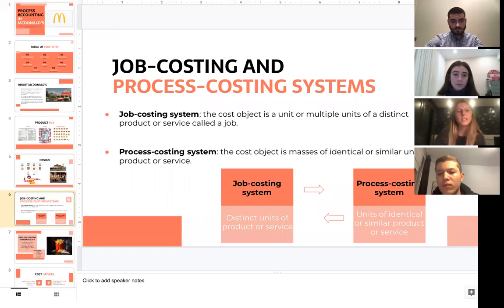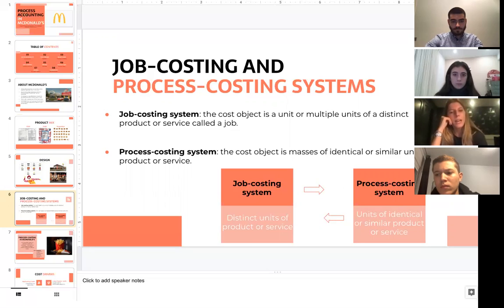Okay, so job costing and process costing systems. First we are going to introduce these 2 concepts to know them better. A job costing system is the cost of a unit or multiple units of a distinct product or service called a job. An example could be a specialized machine made at Haiti for a construction project managed by Bechtel Corporation. Each special machine made by Haiti is unique and distinct from other machines made at the plant. That's why it has to be a job costing system, because it's for each machine.